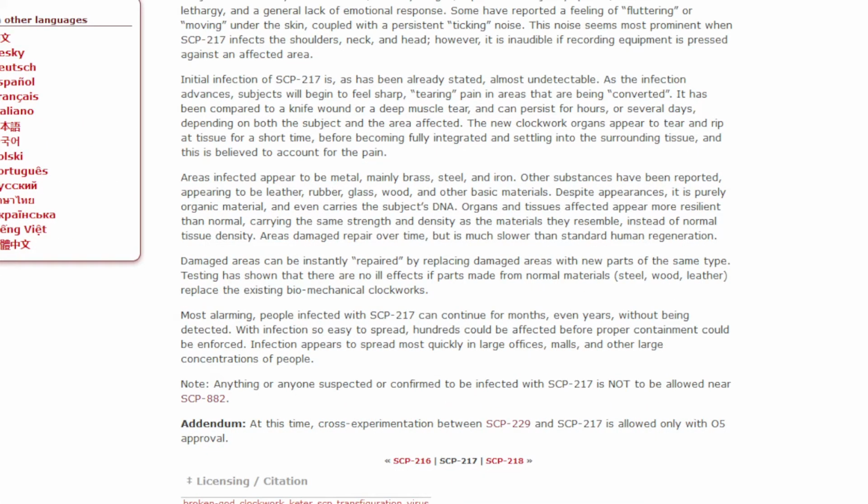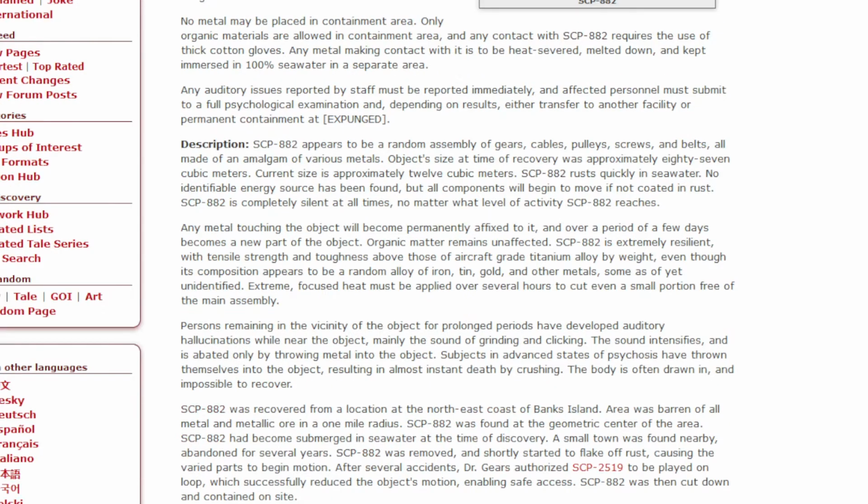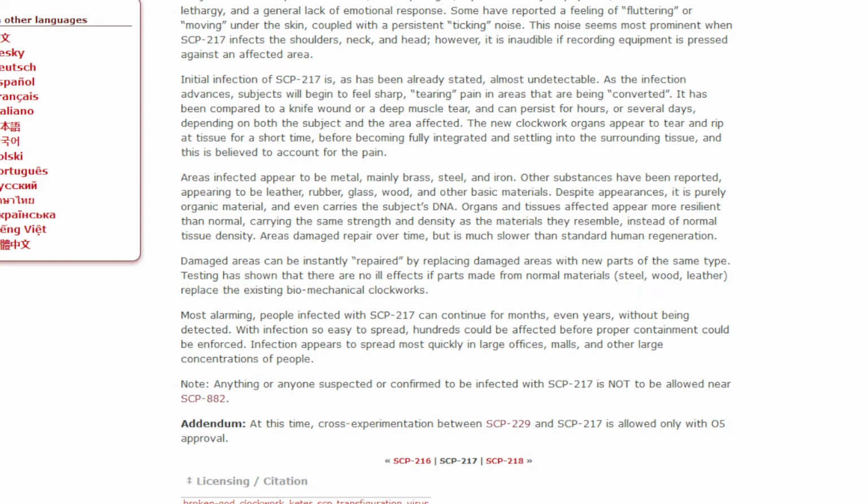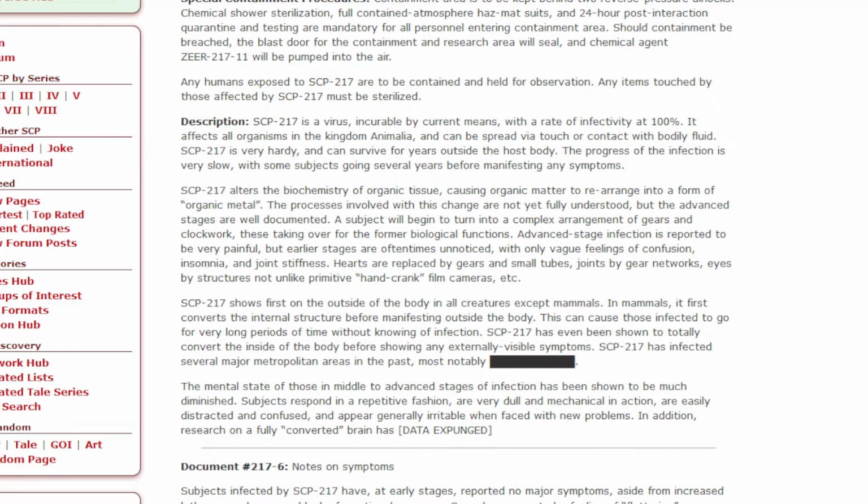Okay, so this one recommended 882, which is this one, and then said SCP-229. Is the other one that it's not allowed near or something? No, you're allowed to use SCP-229 on the virus clock thing.